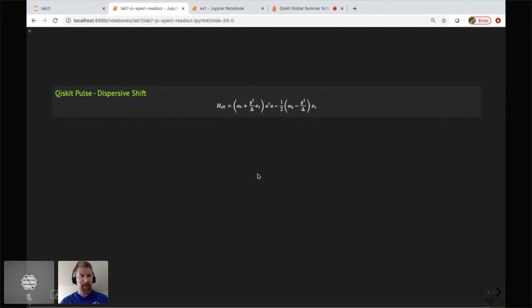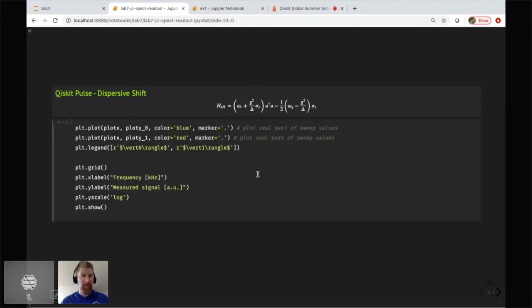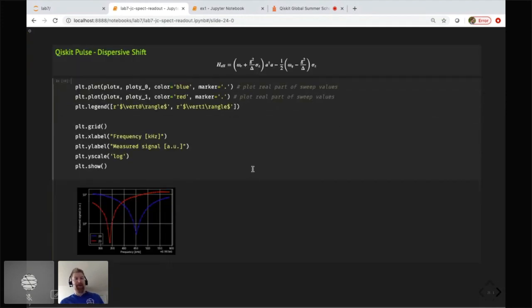And we haven't plotted it yet. Now we're going to plot it. And let's take a look at what we see. So on the bottom, on the x-axis, is going to be the readout resonator frequency that we're sweeping.